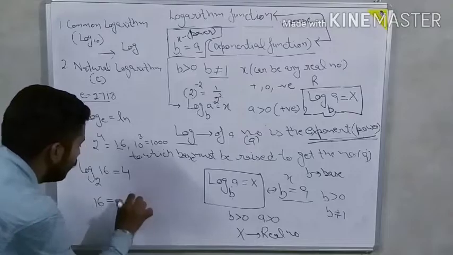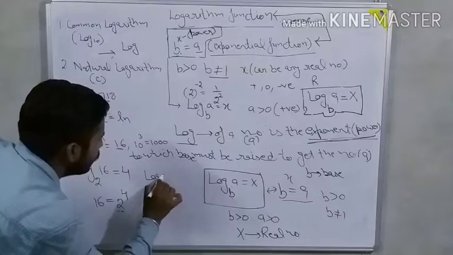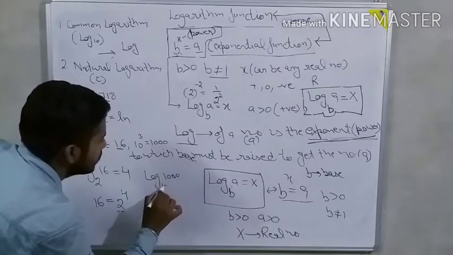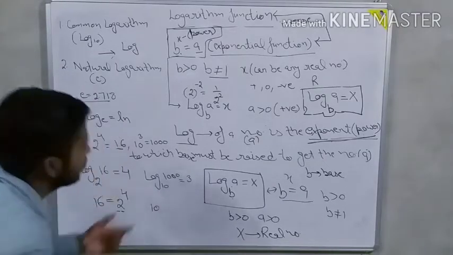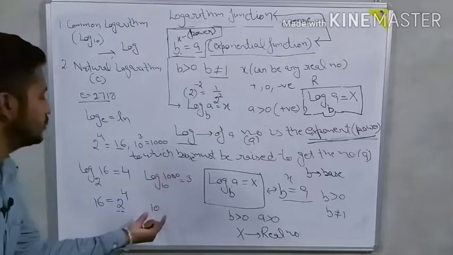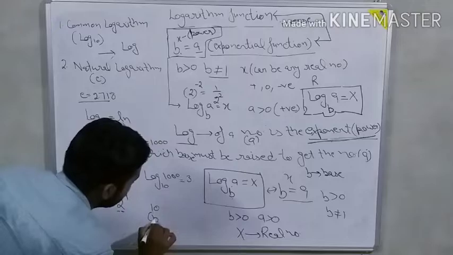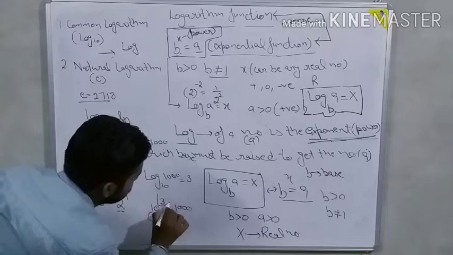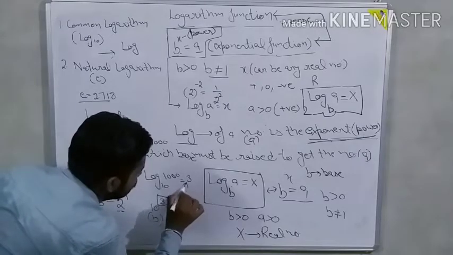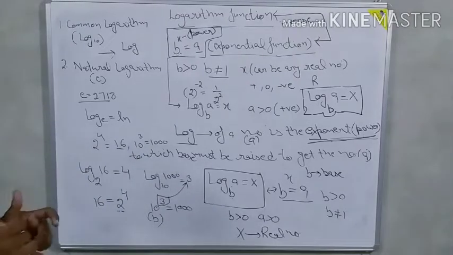The answer is 4. Similarly, if we try to find the logarithm of 1000 with base 10, the answer will be 3. How? The logarithm of any number, that is 1000, is the exponent to which the base, now 10 is the base, must be raised to get the number. Now this is our answer which we get after applying logarithm.